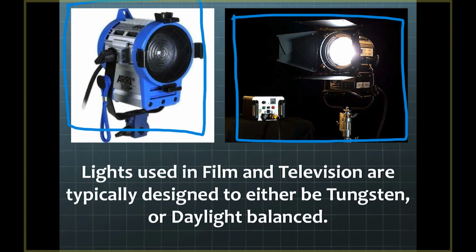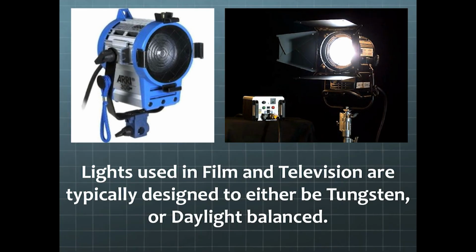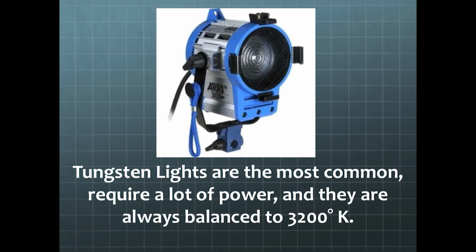So the tungsten is 3200 degrees Kelvin, and then the HMI is 5600 Kelvin. Again, when you're choosing lights, these are all factors you need to decide. Tungsten lights are the most common, but they do require a lot of power. And they are always balanced to 3200 degrees Kelvin.